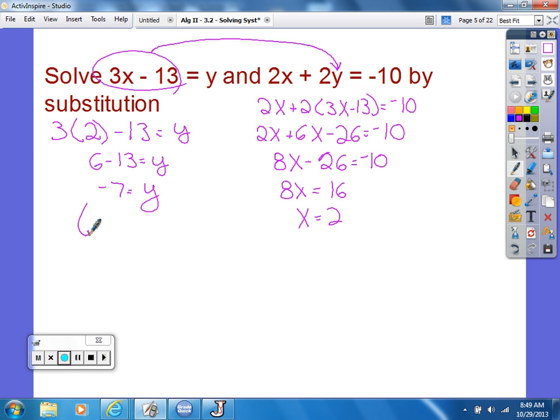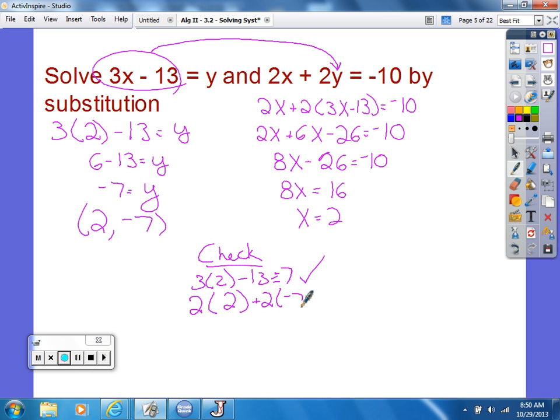So now I'm going to write my point, 2, negative 7. And I need to do one final thing, which is check. So I'll check quickly here. 3 times 2 minus 13 equals negative 7. Is that true? 2 times 2 plus 2 times negative 7 equals negative 10. Now I'm going to do a little math here to help myself out. Is that true? Yes.